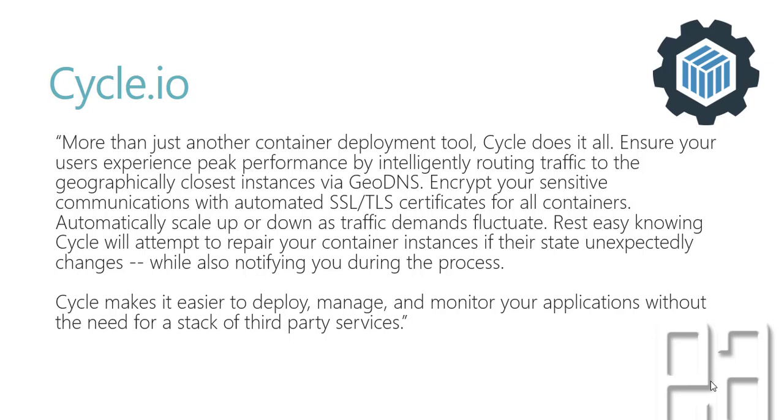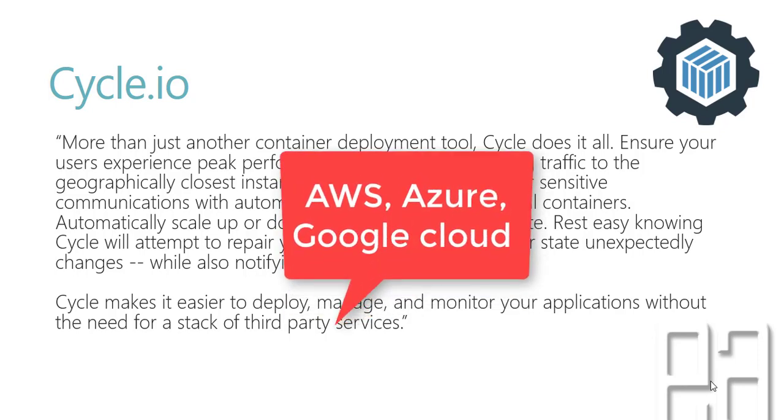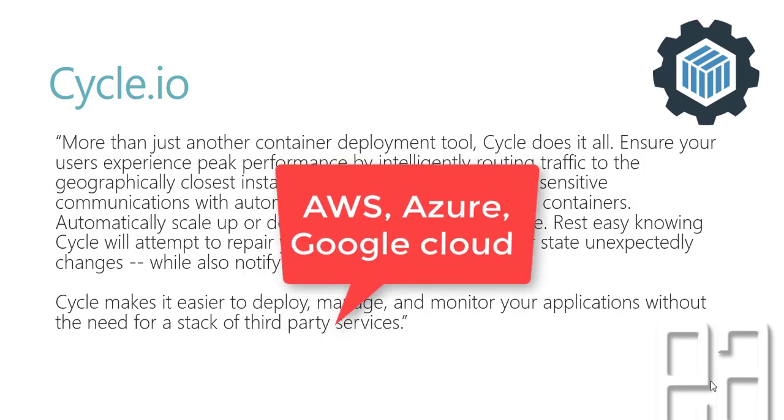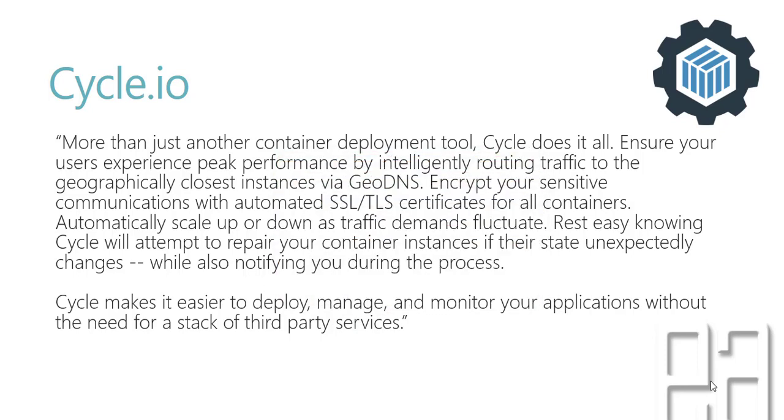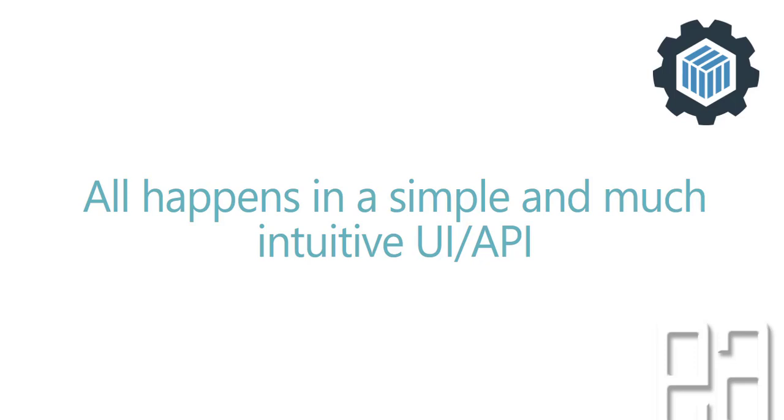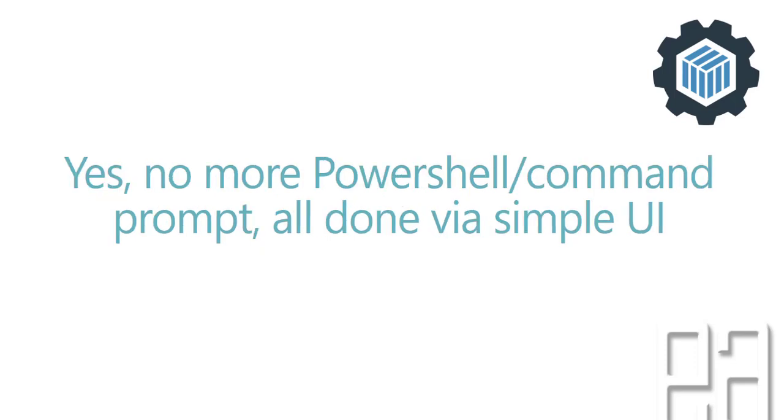Whereas in Docker, it's like a core service, right? We just pull the image from Docker Hub and install it on our machine, or we can also deploy that in Azure or AWS or any other cloud platform, and we perform the operations. Whereas Cycle is more like an interactive way of performing container operations, by downloading the images even from hub.docker.com, and you can run the container images within Cycle.io. So all this happens in a simple and much more intuitive UI, or even using APIs. So yes, no more PowerShell command prompts, all done via a simple UI using Cycle.